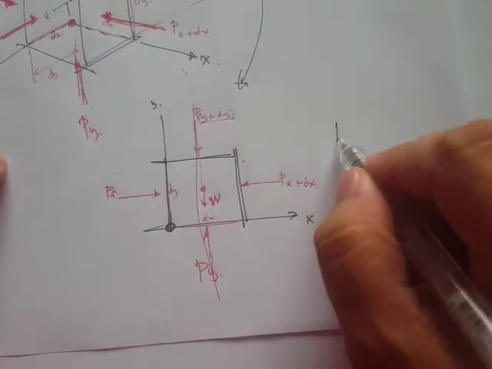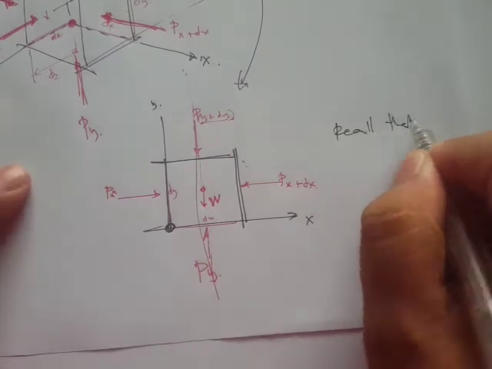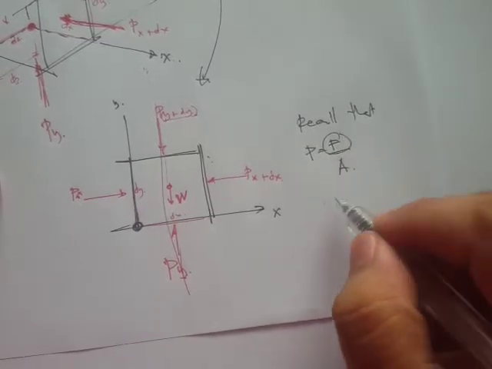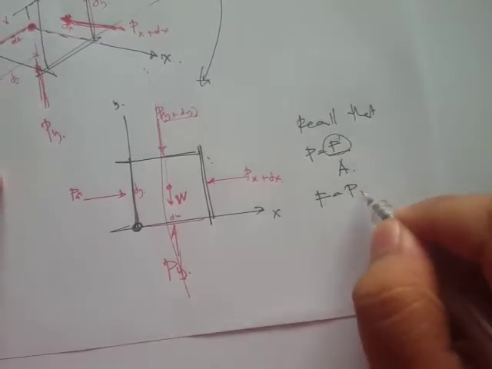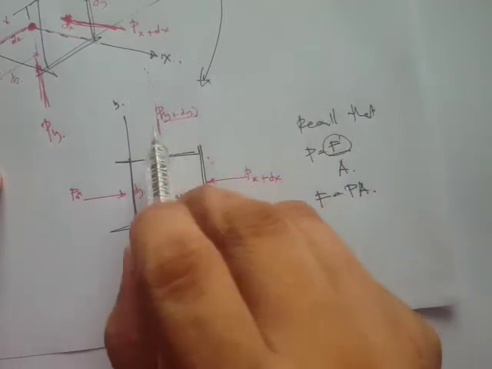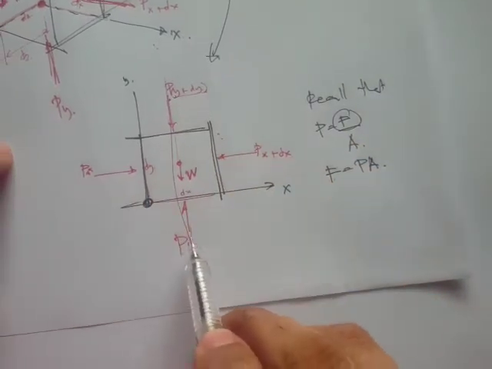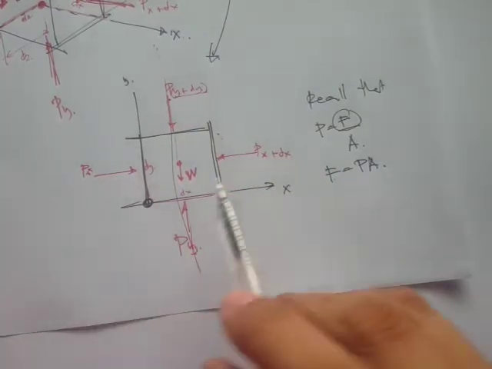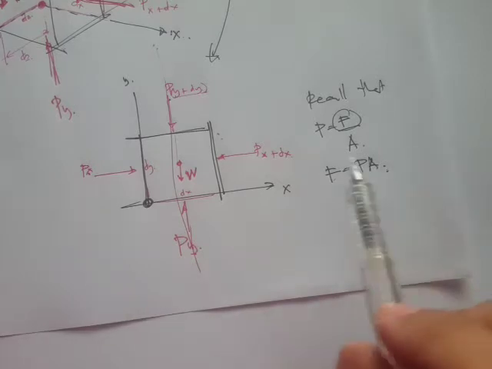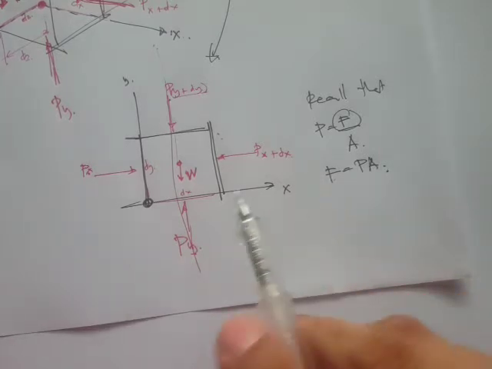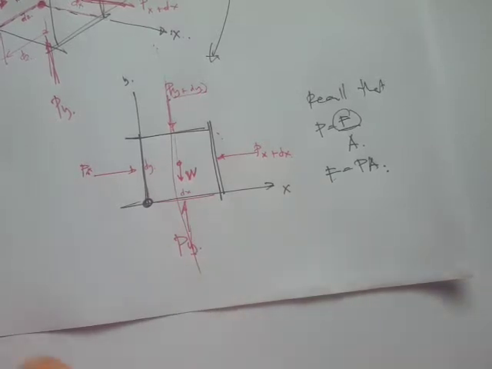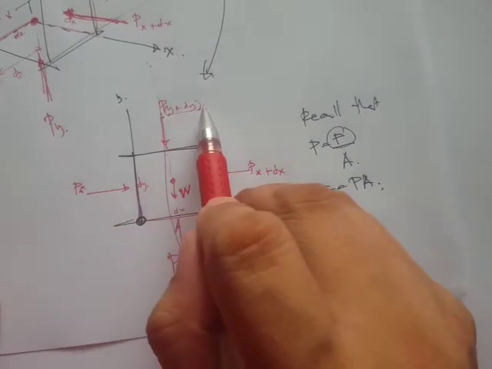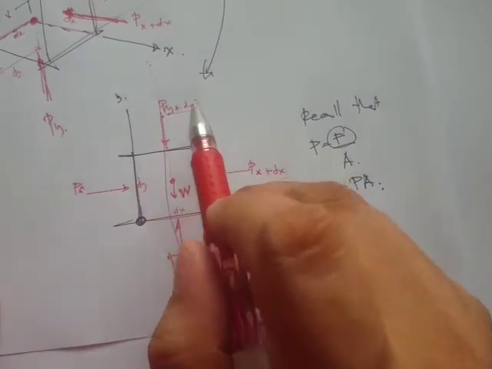Okay, so now recall that pressure is equal to force over area, and therefore if we want to solve for force, that's going to be pressure times the area. Now all these are pressure, and we need to multiply that to the area because we want to apply the equilibrium equations so that we can derive a relationship.